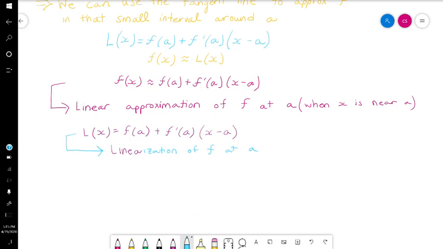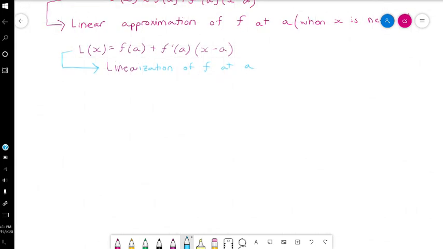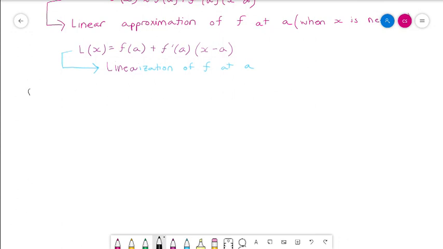Okay, so let's look at an example. How are we going to use this? We're going to be looking at the section 3.10 homework, number 6. In number 6, we want to find the linear approximation of the function. I'll write it down here for you guys. Linear approximation of g of x equals the cube root of 1 plus x at a equals 0.